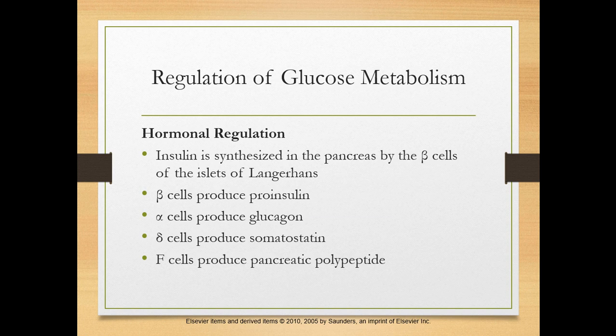Okay, so the regulation of glucose metabolism, this should be somewhat familiar to you from anatomy and physiology. So we're just going to go over the regular hormonal regulation that happens within the pancreas. So insulin is synthesized in the pancreas by the beta cells of the islets of Langerhans, if you remember that from anatomy. The beta cells do produce what is called proinsulin. We also have alpha cells that produce glucagon, and then we have our delta cells that produce somatostatin. We also have F cells that produce pancreatic polypeptides, which are also very important for digestion.